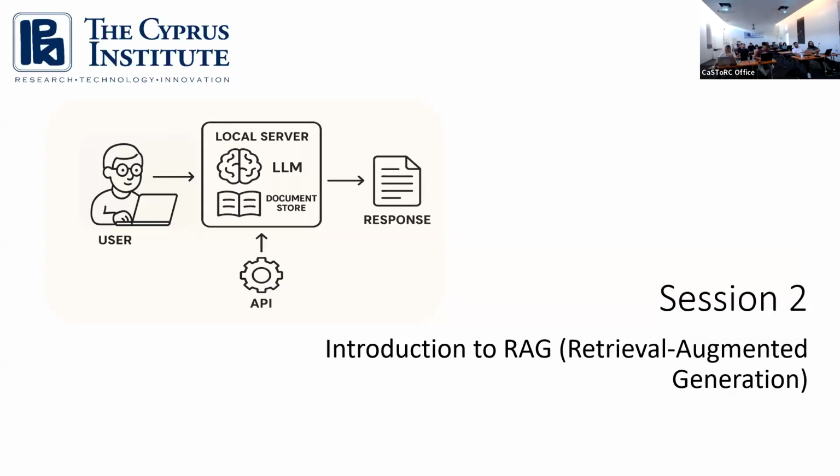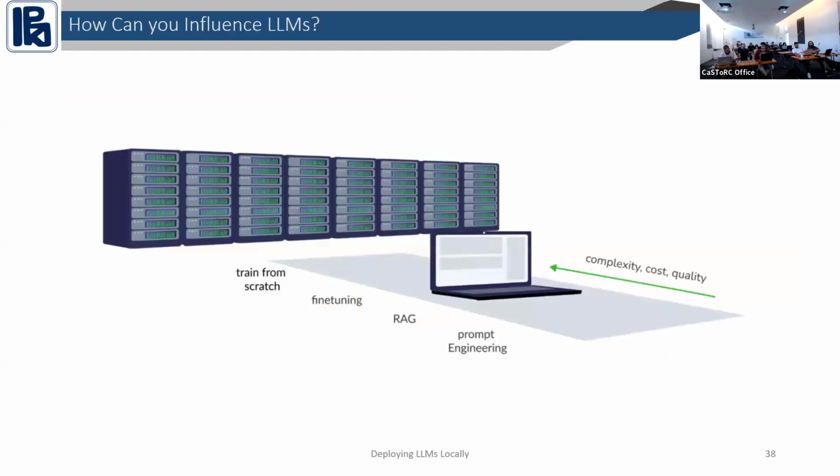Now, the second session is about a quick introduction to RAGs. I will just mention a few things, and then they will become clearer in the next sessions that are only about RAGs. And the idea is that if you want to influence the responses from the LLMs, there are different approaches to do that. But as you select a different approach, the complexity, the cost, and quality change.